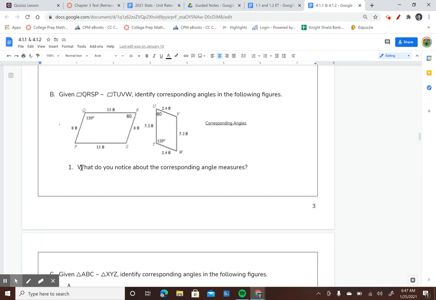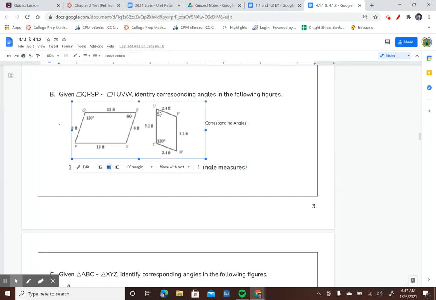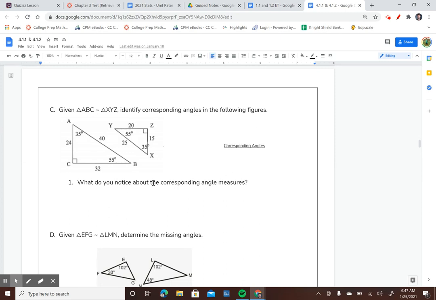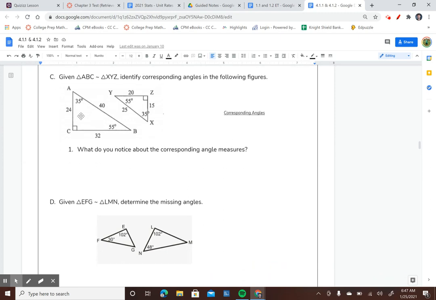And then I'll ask you some questions here. What do you notice about the corresponding angle measures? Okay. So what do you notice about the angle measures? What do you notice about the corresponding angle measures again here with C?